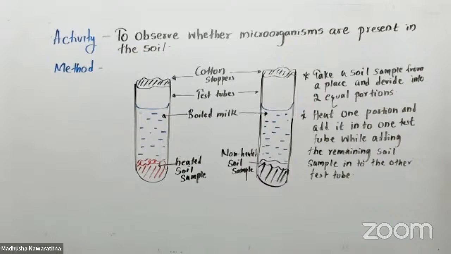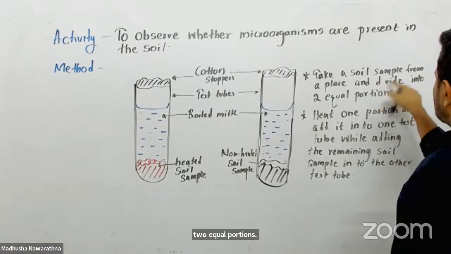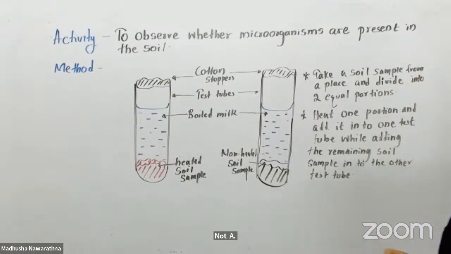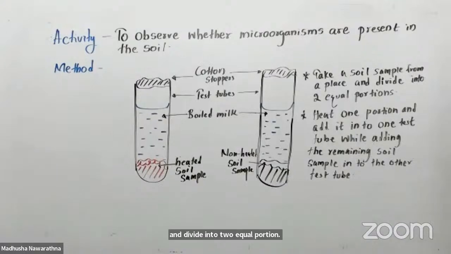Also write the part I have written for the method. Take a soil sample from a place and divide into two equal portions. Divide, this should be I, not E. And divide into two equal portions. Hurry up.